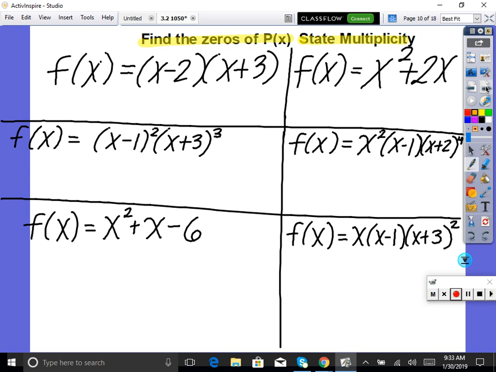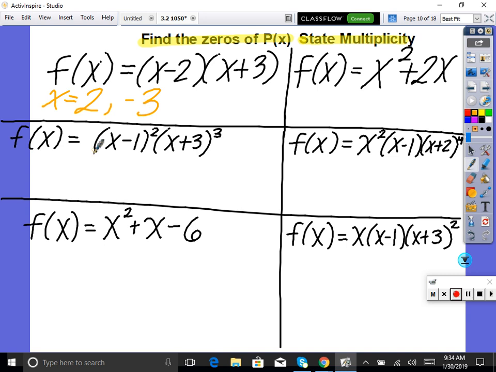So let's go ahead and practice finding the zeros, and we're going to state their multiplicities. I'll talk about multiplicity in just a second. Notice this is already factored, making finding the zeros very easy. X equals 2 and negative 3. Now they only happen one time, so that's called having a multiplicity of 1. If we have multiplicity of 1, we don't need to write out multiplicity of 1.